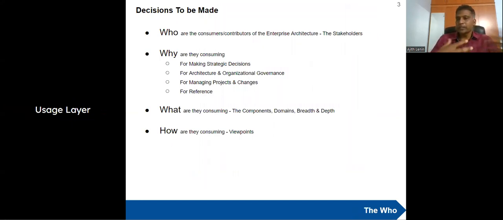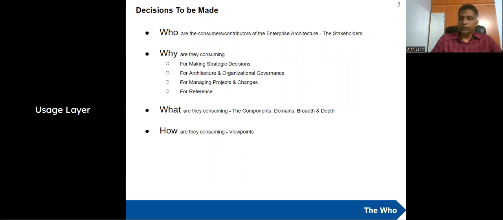The usage layer is basically about how we are planning to use the enterprise architecture. The first step towards it is defining who. Who are the consumers or the contributors? People who are going to contribute to enterprise architecture, or people who are going to consume the enterprise architecture in the form of artifacts, or reports, or whatever it could be. So first we have to define who are the consumers and contributors, who are the stakeholders.